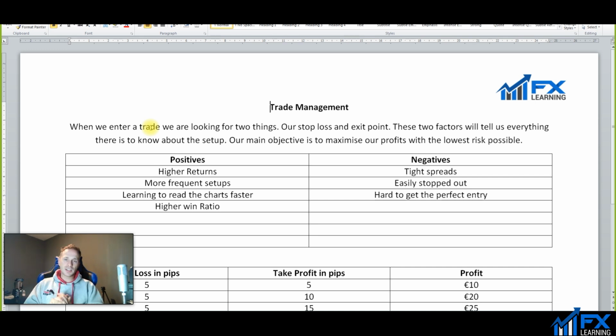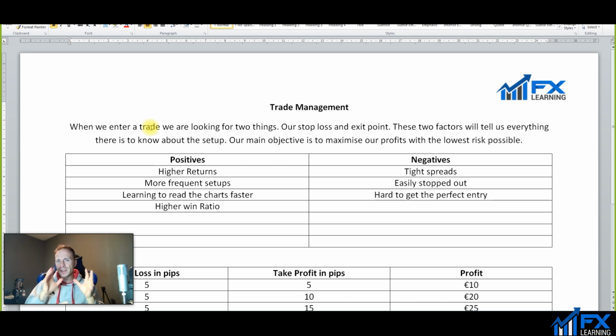Okay, the first things I'm looking for are our stop loss and exit point. Where's my stop loss going to be if I take a trade, and where's my take profit going to be on this trade? These are the 2 factors that will tell us everything there is to know about the setup. Where my stop loss is in pips and where my take profit is in pips. Our main objective once we've took a trade is to maximize our profits and minimize our risk. Lowest risk as possible, but maximize those profits. Okay, and this is what we're going to do in today's video.